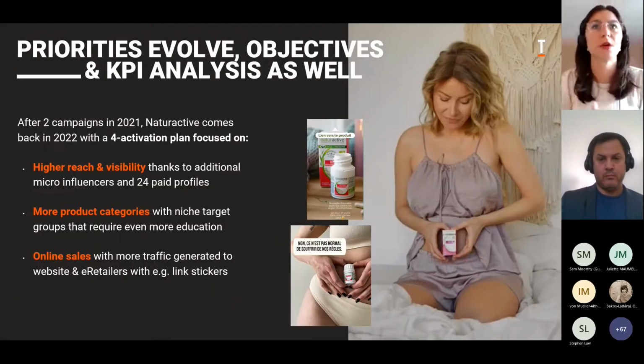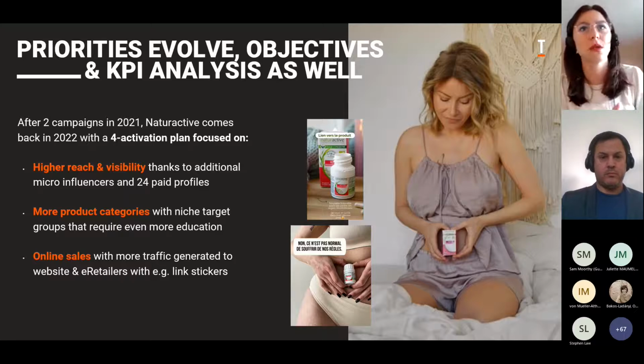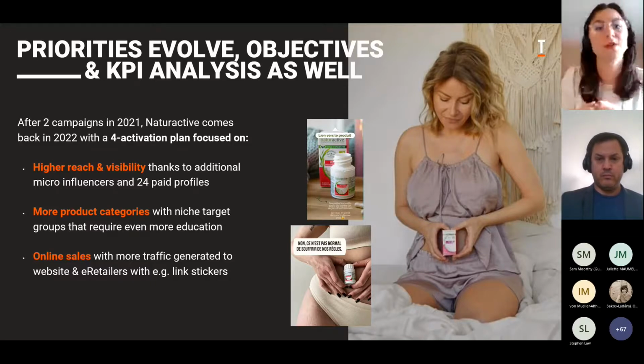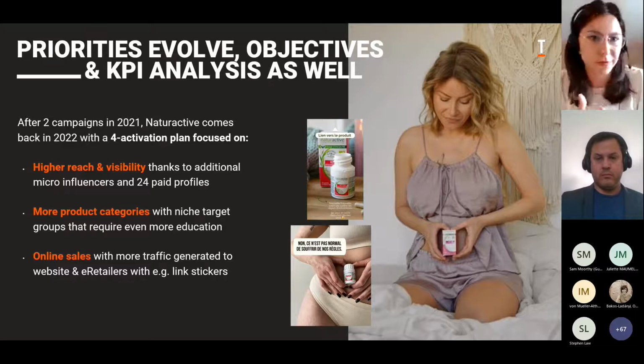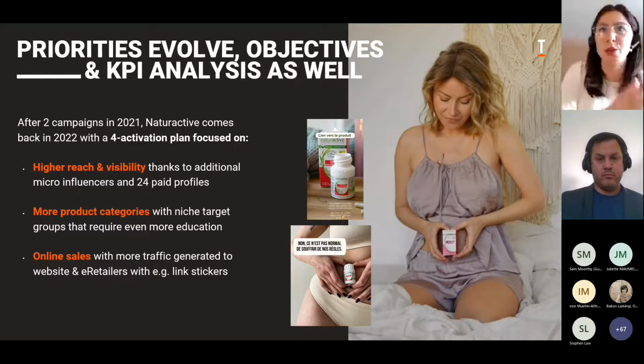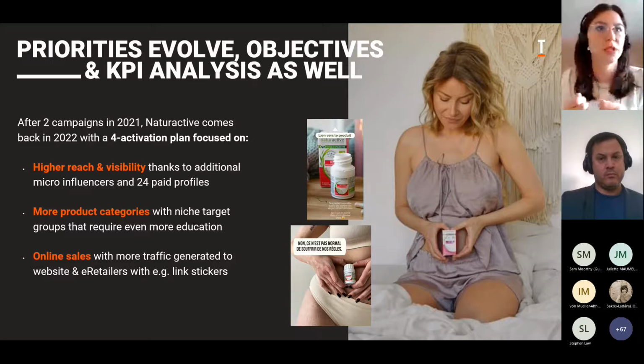And the other tip coming from Naturactive and Pierre Fabre was to, of course, be agile in tracking, measuring, and analysis, and have our tracking evolve according to the priority evolution. So again, we have this two-step plan: two campaigns in 2021, with an example I just gave you with some KPIs and results, but the 2022 plan is changing, evolving a bit.